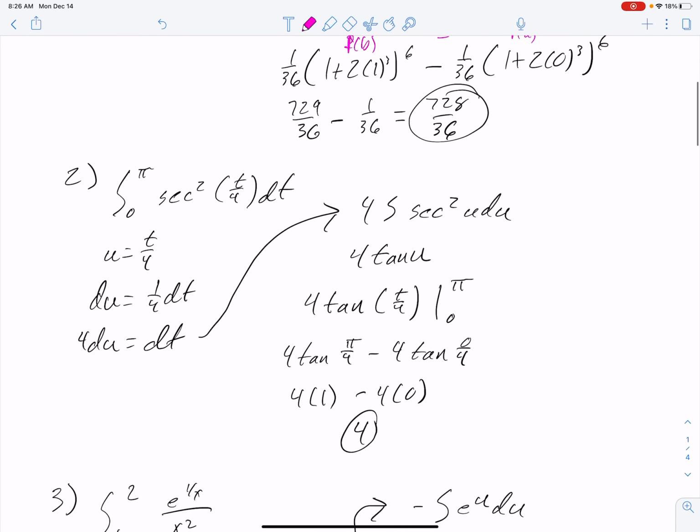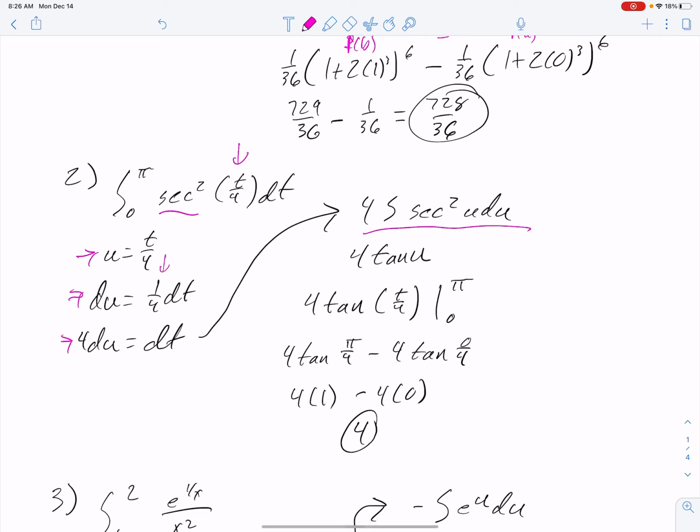Number 2, we're not going to worry about remembering the unit circle, so feel free to use your calculator for this. Just make sure you're in radians. Again, I see a function and a function. I see one trig function, so I know I'm not going to pick that trig function. So I pick my u value, take the derivative, and instead of having to divide, because it's 1/4 dt, I'll multiply both sides by 4.